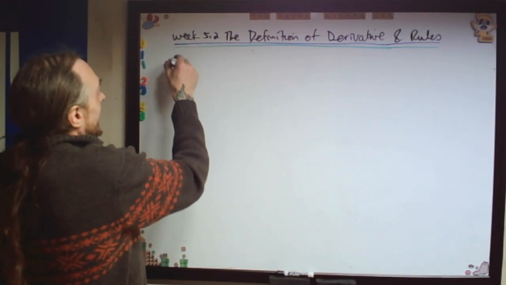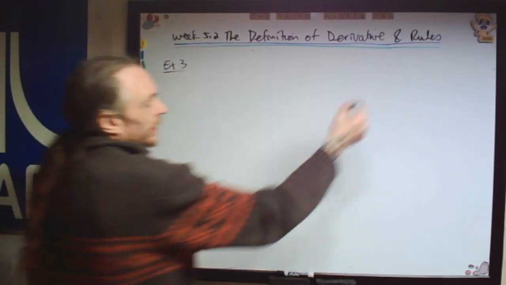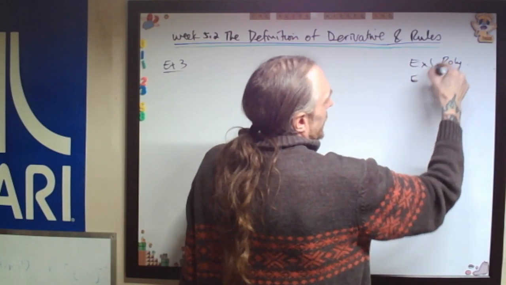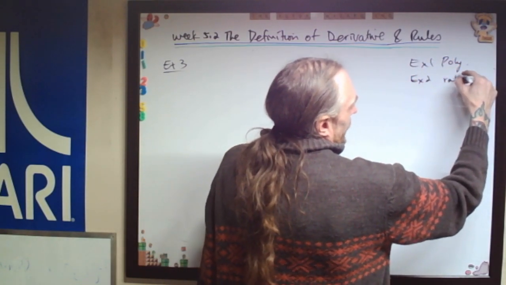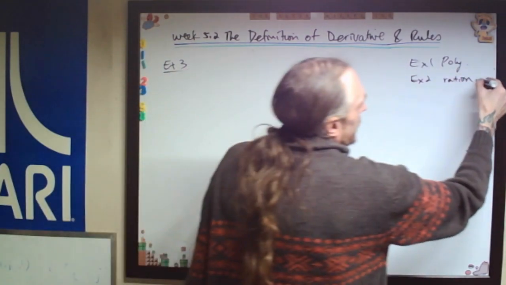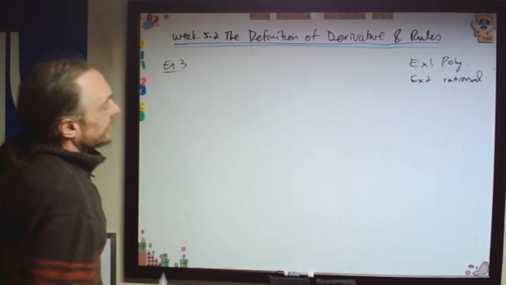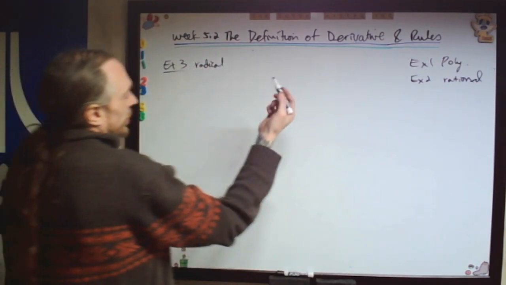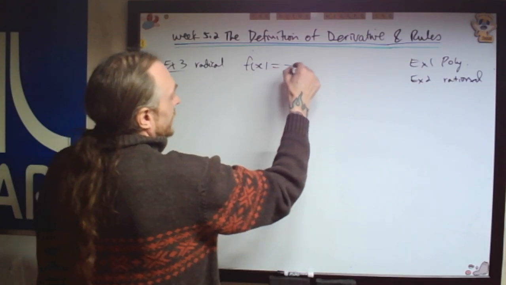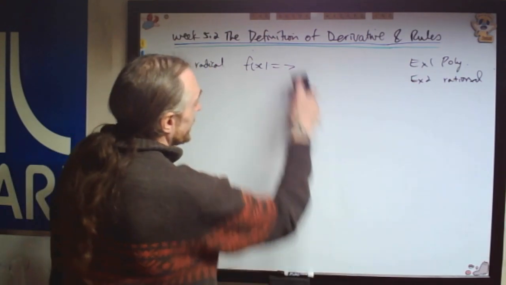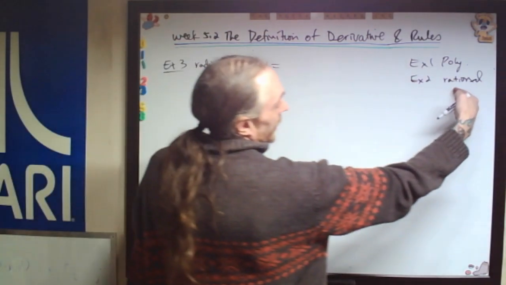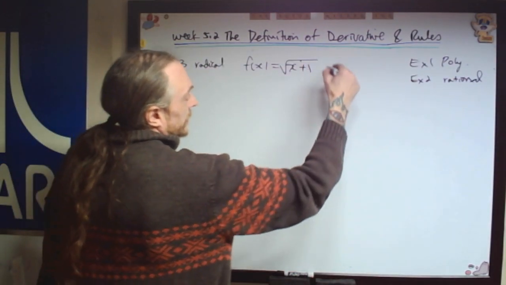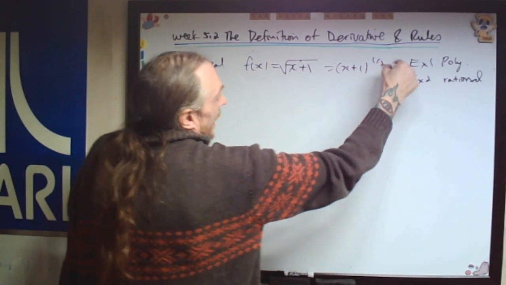So example 3. Example 1 was a polynomial. Look at the previous video. Example 2 was a rational function or a fraction. Now example 3, we're going to have a radical. Let's put it in the numerator. So let's let f of x just equal the square root of x plus 1 this time. So in the last one we had 1 over x plus 1. Let's do the square root of x plus 1, or x plus 1 to the 1/2.